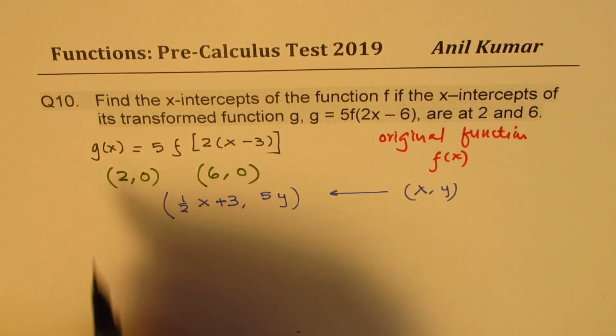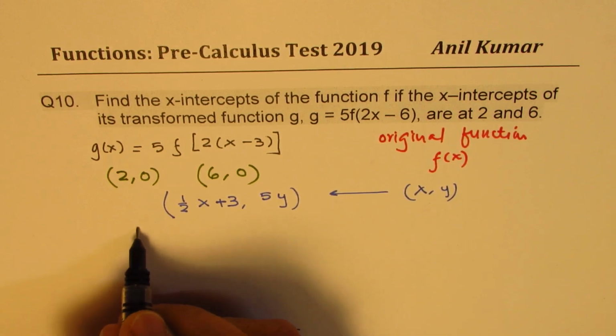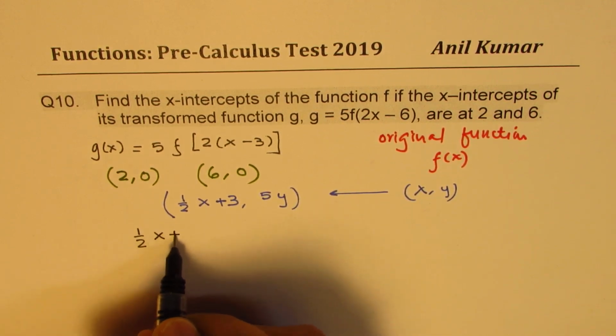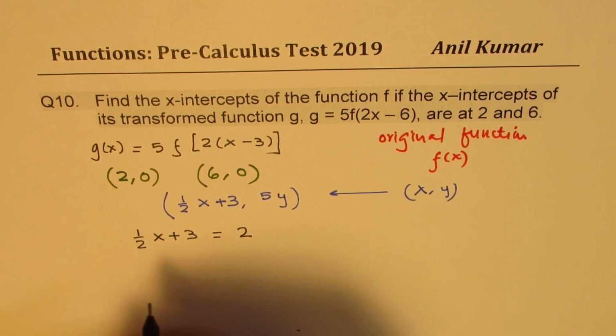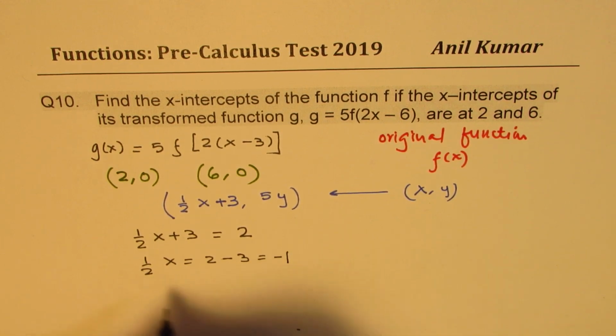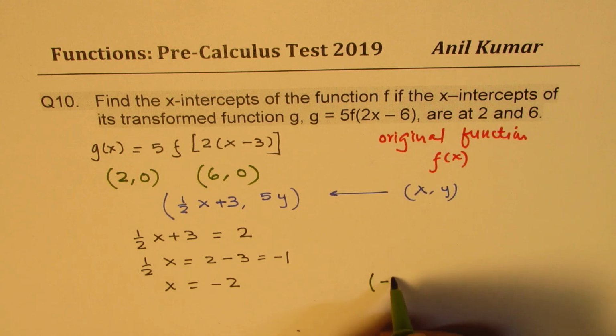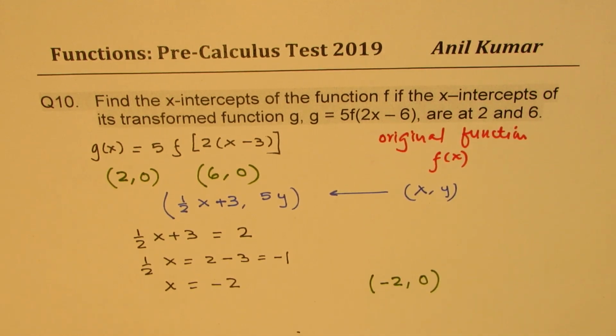See how it works. Let's take 2, 0 first, right? So we are saying that half of x plus 3 is equal to 2. So find x from here. So we say half of x equals 2 minus 3, which is minus 1. So x is equal to minus 2. Do you get it? So we got our first x-intercept, which is at minus 2, 0 in the original function.